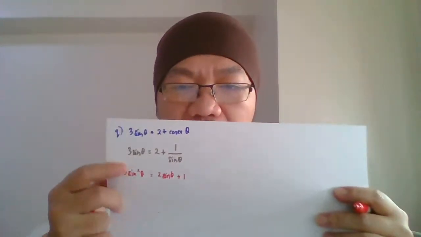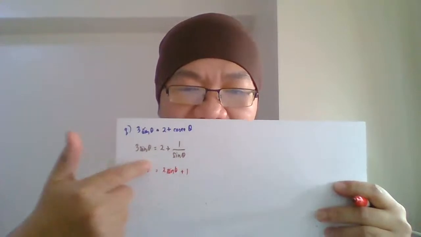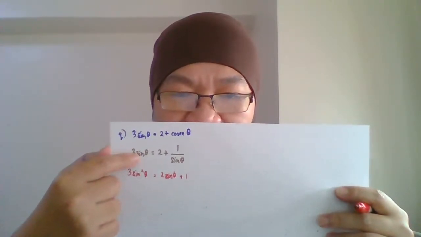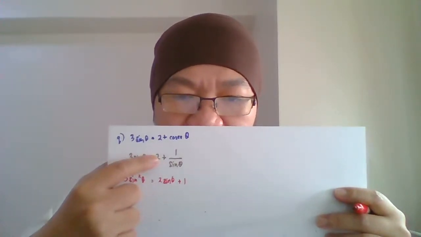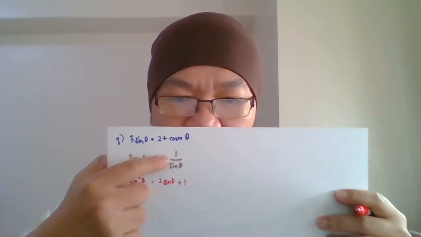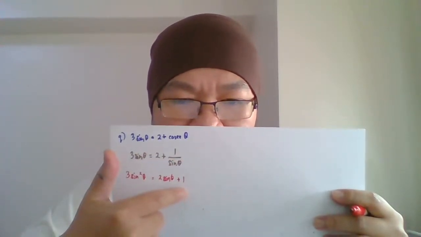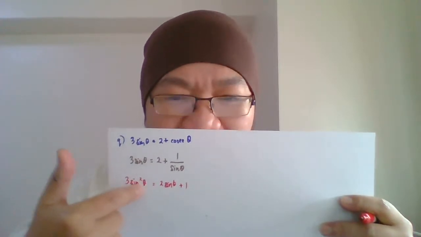Okay. Let's finish. Alright. So, we need to times everything with sin theta. So, it will become 3 sin theta times sin theta. What will it become? 3 sin squared theta equals 2 sin theta plus 1. This is what we are supposed to get after we times everything here with sin theta. Sin theta and sin theta here become sin squared. 2 times sin theta becomes 2 sin theta. 1 over sin theta times sin theta equals 1. Now, it becomes a quadratic again.